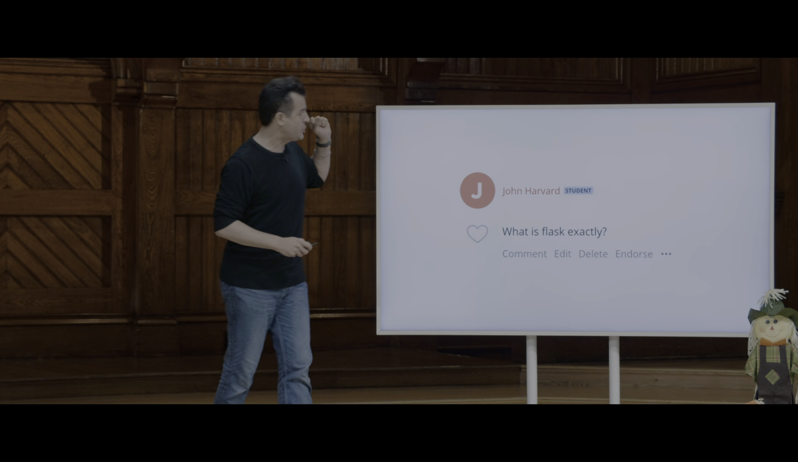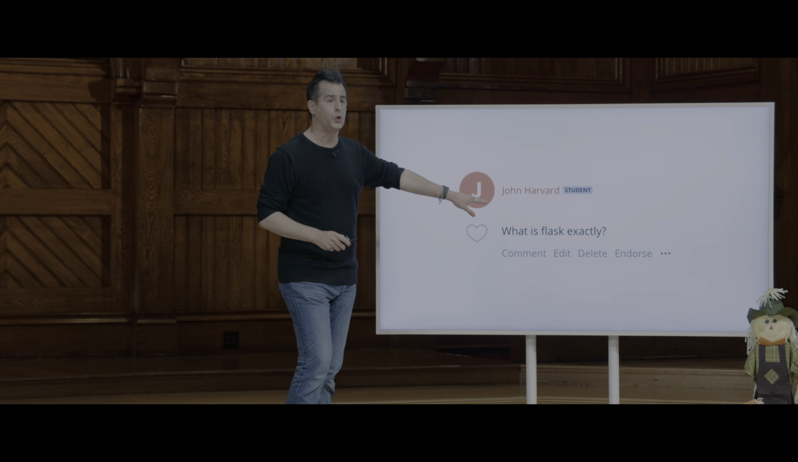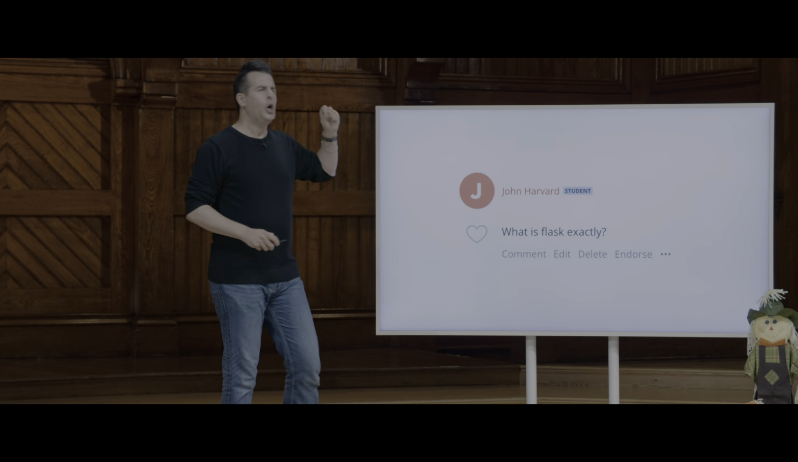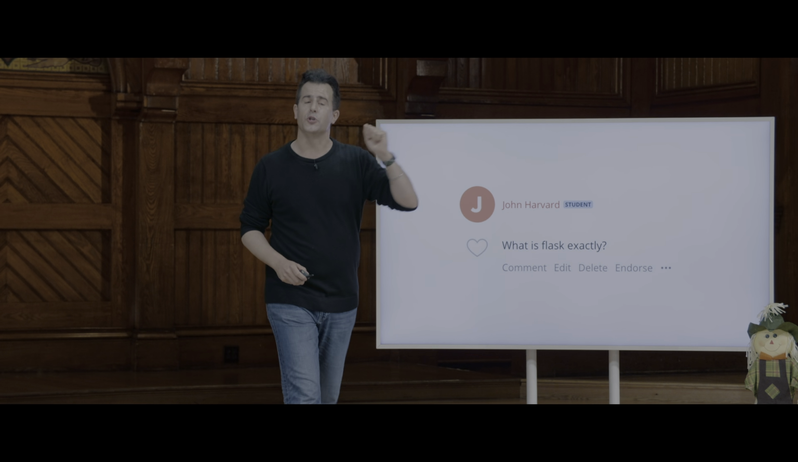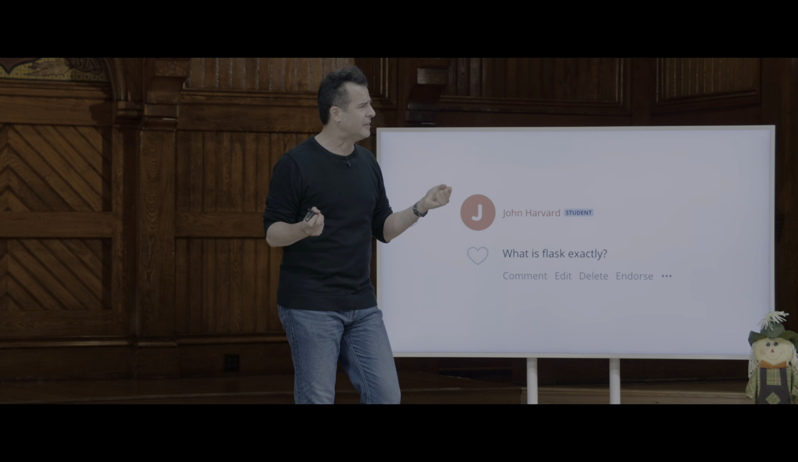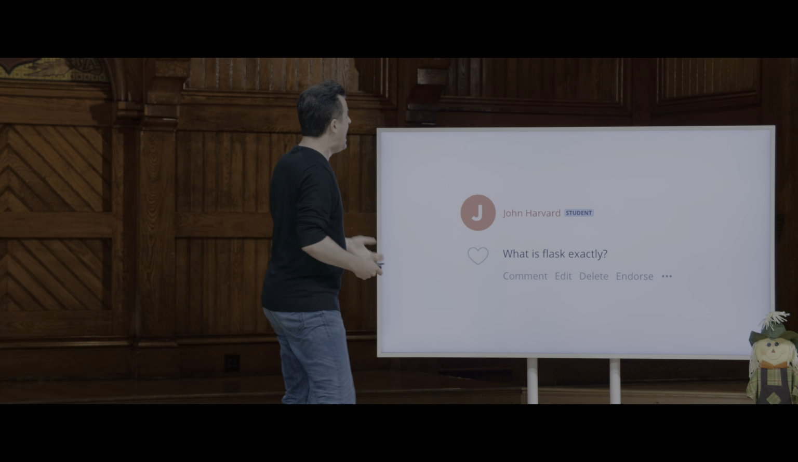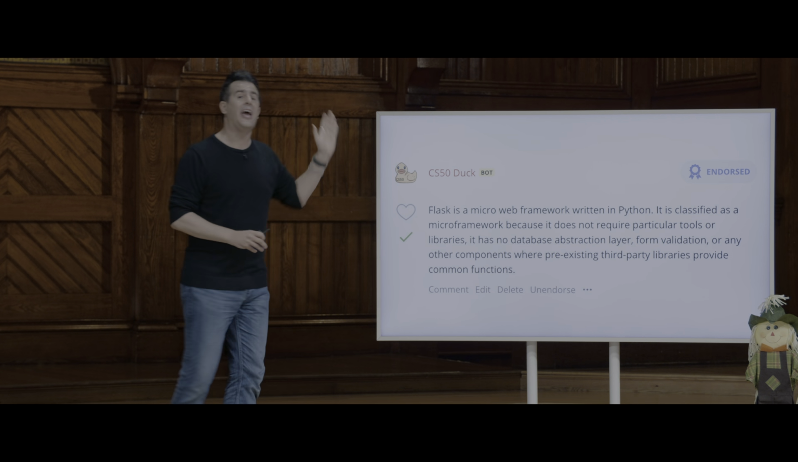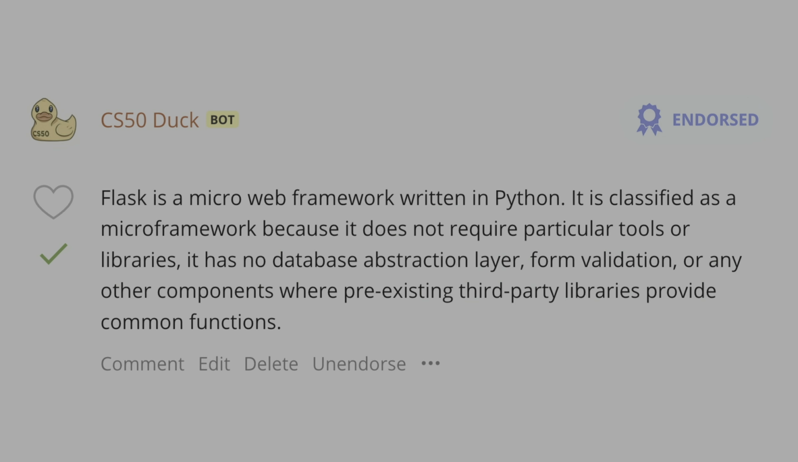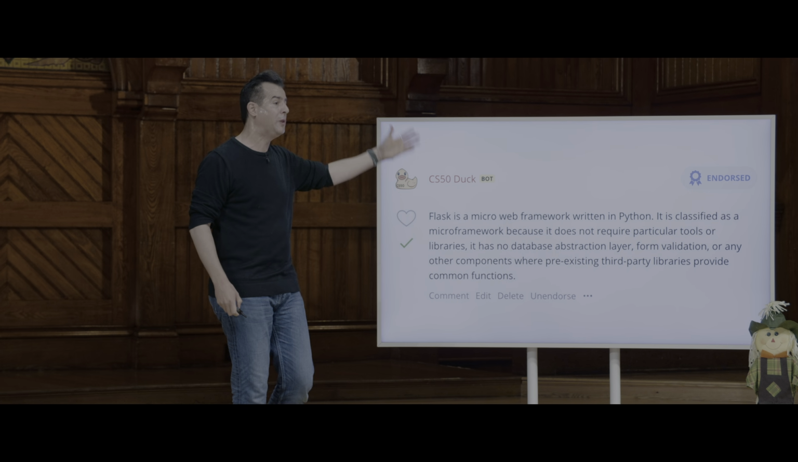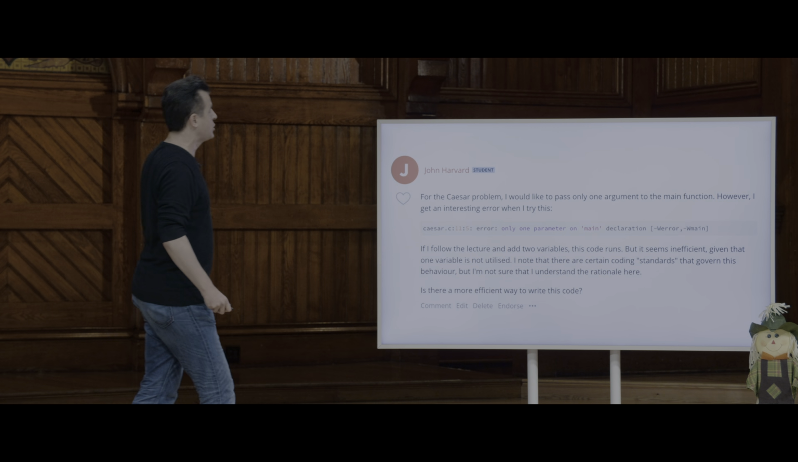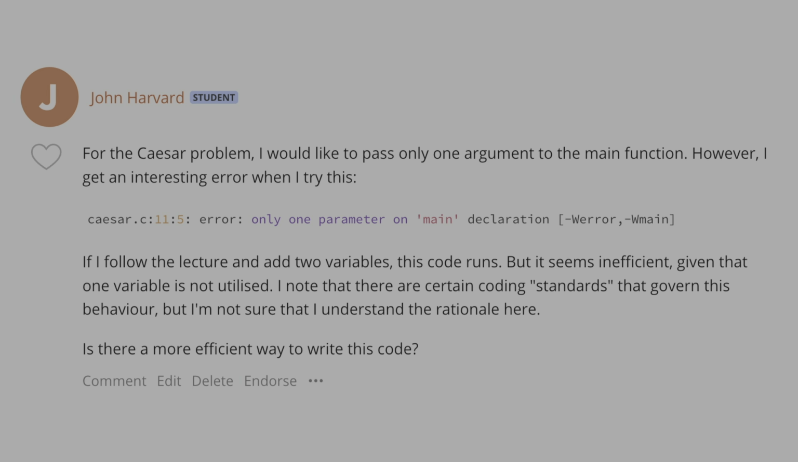So here's an anonymized screenshot of a question from an actual student, but written here as John Harvard, who asked this summer, in the summer version of CS50, what is Flask exactly? So fairly definitional question. And here is what the duck spit out, thanks to that architecture I described before. I'll stipulate that this is correct, but it is mostly a definition, akin to what Google or Bing could already give you last year.